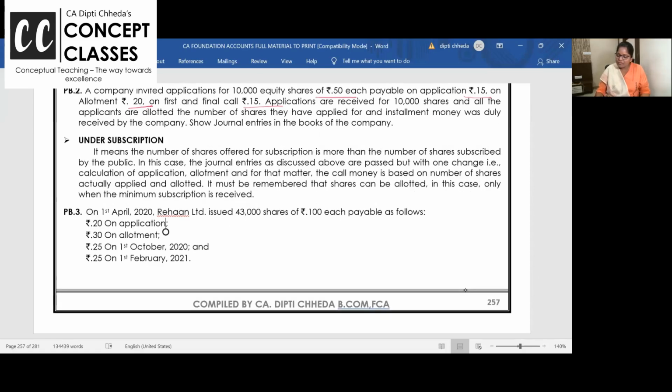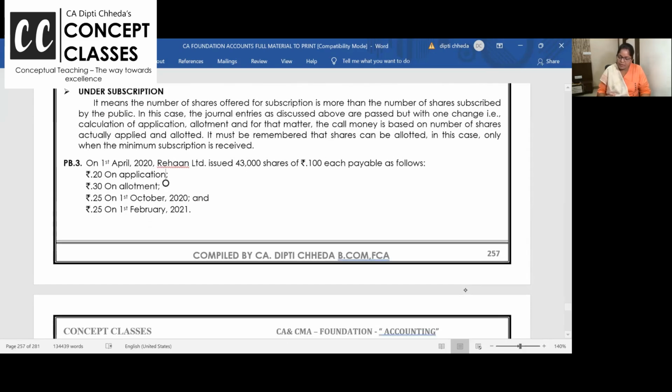It means the number of shares offered for subscription is more than the number of shares subscribed. Okay. On 1st April, Rihan Limited issued 43,000 shares of 100 each, 20 on application, 30 on allotment, 25 on 1st October first call, and 25 second call. Oh, 25 and 25, 50 and 50, 100.